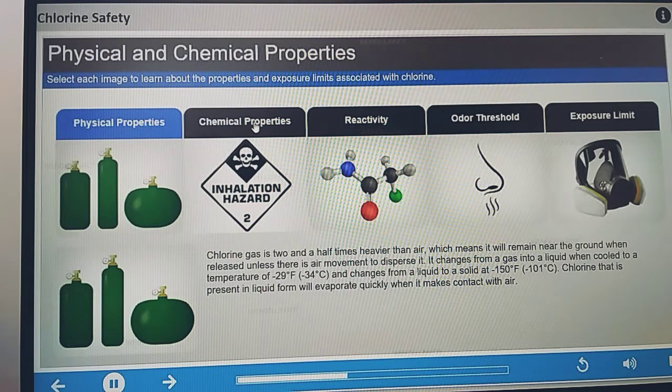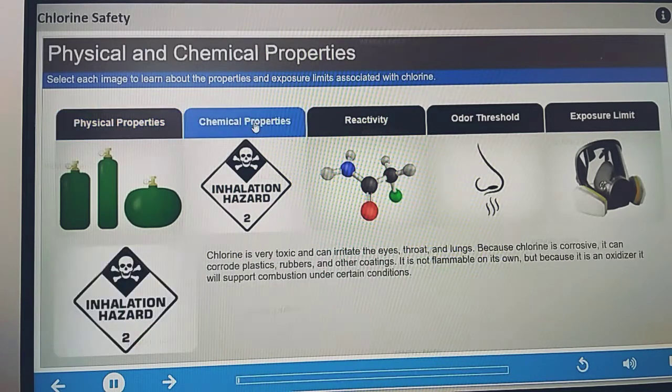It changes from a gas into a liquid when cooled to a temperature of minus 29 degrees Fahrenheit. It changes from a liquid to a solid at minus 150 degrees Fahrenheit. Chlorine that is present in liquid form will evaporate quickly when it makes contact with air. Chlorine is very toxic and can irritate the eyes, throat, and lungs. Because chlorine is corrosive, it can corrode plastics, rubbers, and other coatings.